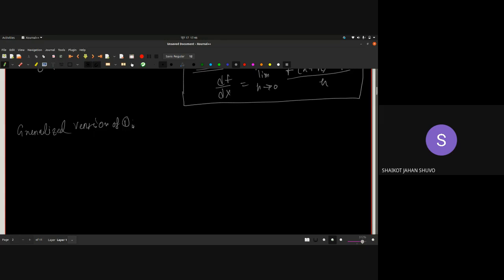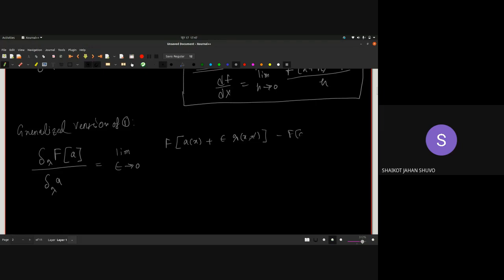Let's say we want to take the functional derivative of f of a with respect to the function a, but this time, instead of using delta, we want to go in an arbitrary direction. And in that arbitrary direction, since it's the function space, we can always find a function, let's say lambda. So we use the subscript to define that we want to go towards lambda. And this will be defined as the limit, epsilon goes to 0, just like before, of f of a of x plus epsilon lambda of x prime, minus f of a, divided by epsilon. This is the generalized version of equation 1.